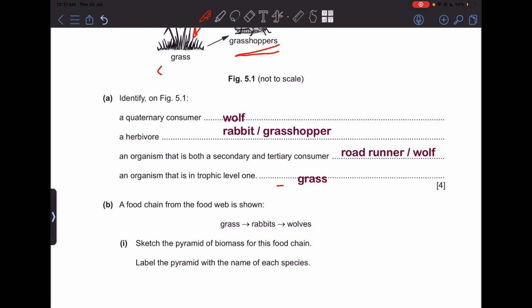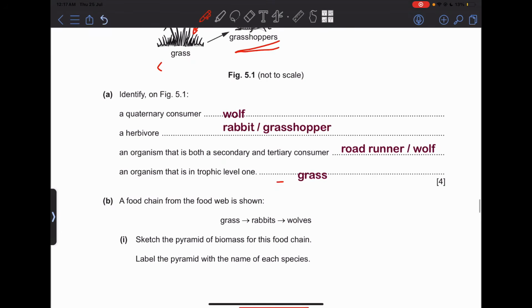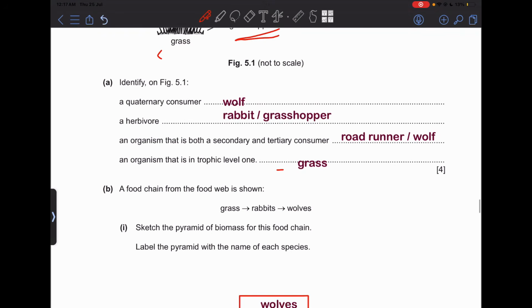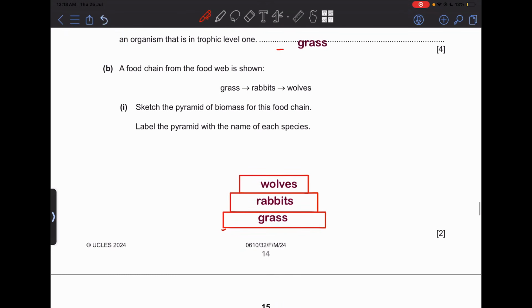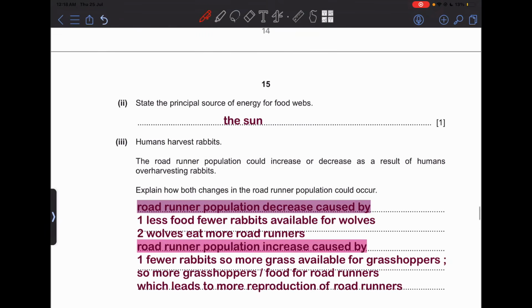A food chain from the food web is shown: grass, rabbits, wolves. Sketch the pyramid of biomass for this food chain. Label the pyramid with the name of each species. So I've made something over here. You can draw something like this in the exam. First of all, you have to put the grass at the bottom, and then the rabbits in the middle, and the wolves. And you have to draw it from large to smaller, because there is a smaller amount of energy that is passed on from each trophic level.